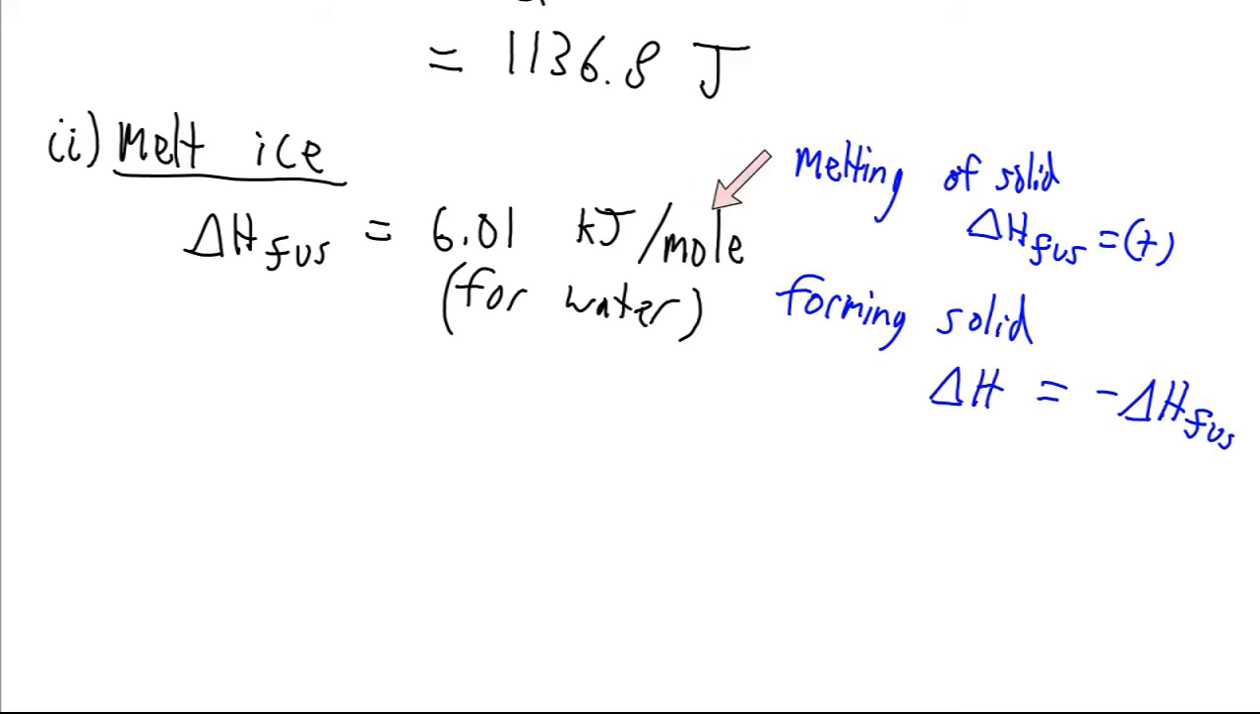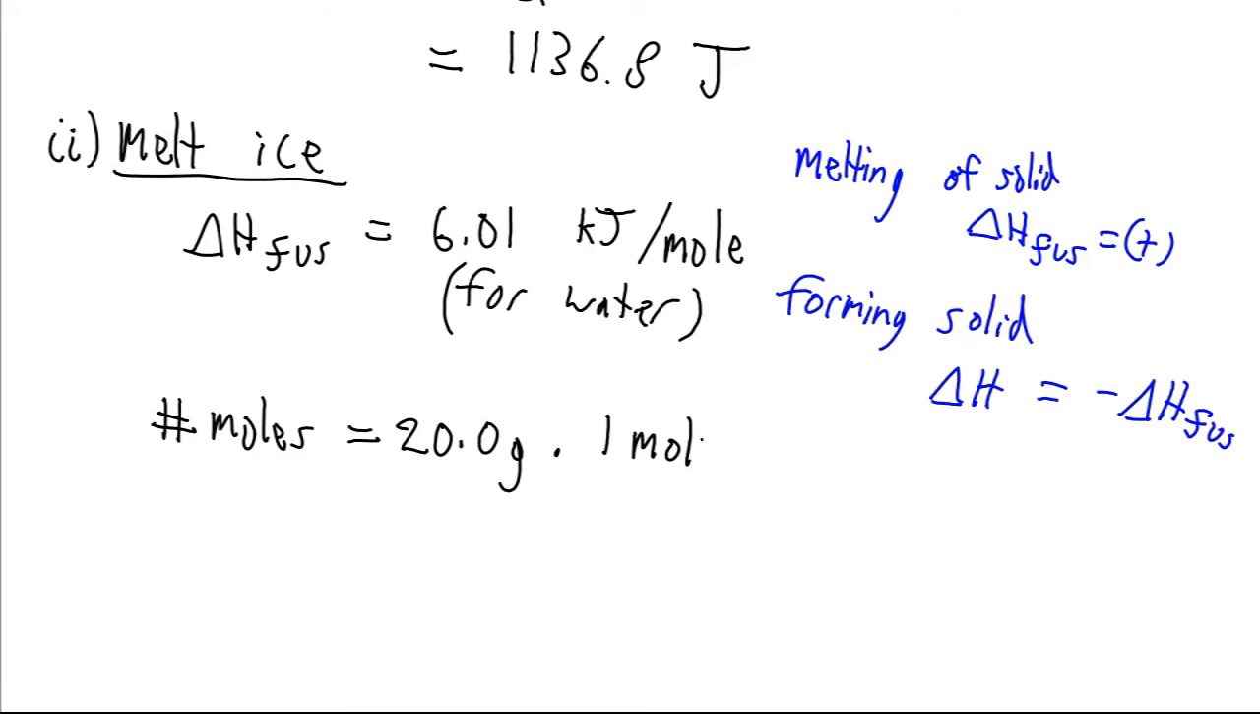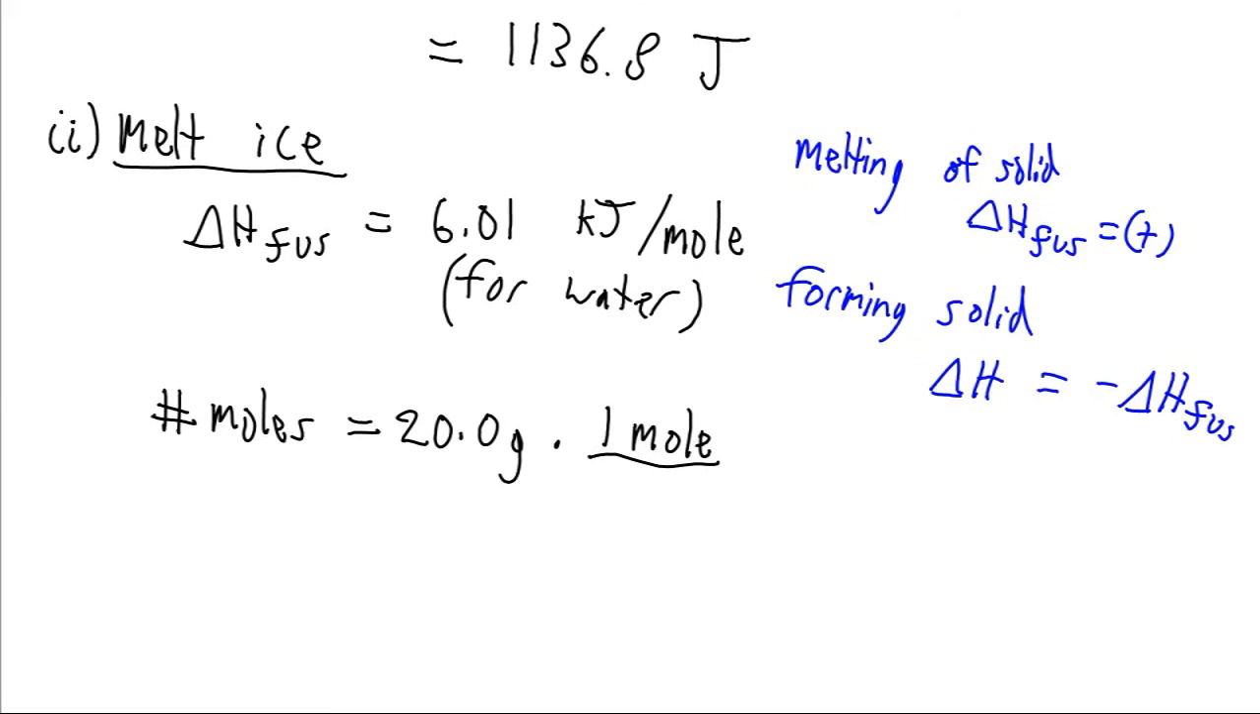Okay, well, since we have moles here, that means we also need to know the number of moles of our sample. We don't know that yet because we are given the quantity in grams. So our number of moles is going to be equal to 20.0 grams, and the molecular weight of H2O is that every mole weighs 18.02 grams. So our grams cancels, we get moles. It comes out to 1.11 moles.